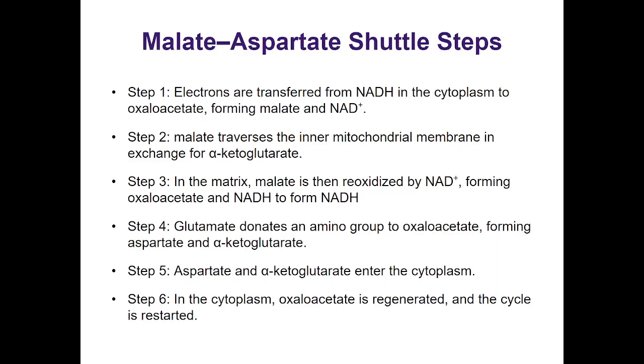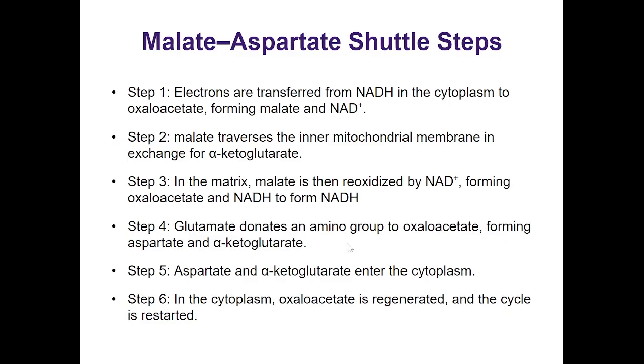Step 3, in the matrix, the malate is then going to be reoxidized by NAD+. This will form oxaloacetate and NADH. We've regenerated our NADH back inside our mitochondria, right? Within the matrix. Okay? So we transferred the energy from an NADH outside the mitochondria into the matrix of the mitochondria.